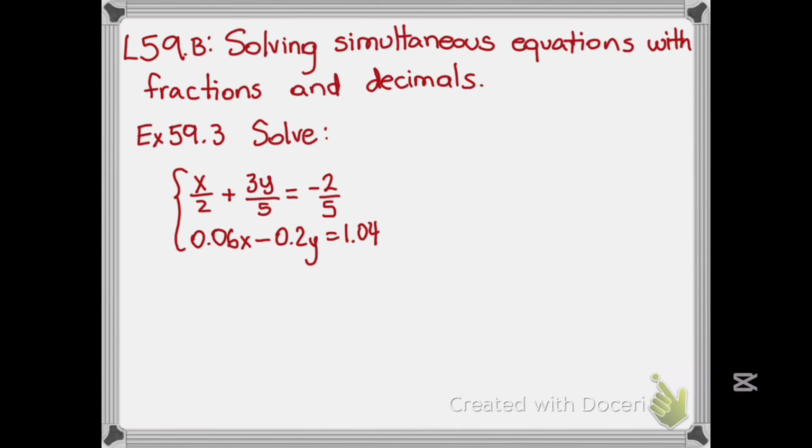So we have two different things. We have fractions and decimals. So for fractions, we're going to look for a common denominator, because we know that when we have the same denominator, we can just cancel the denominators. And for the decimals, we're going to multiply by a power of 10.